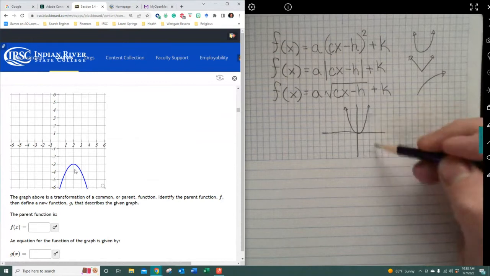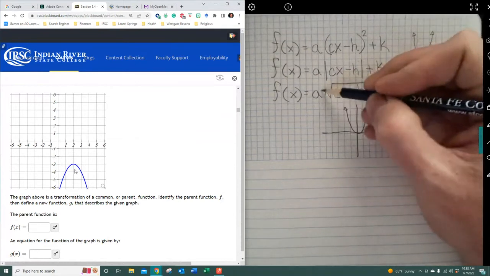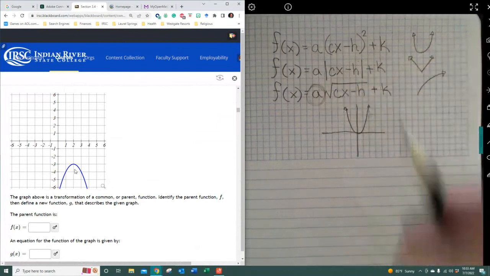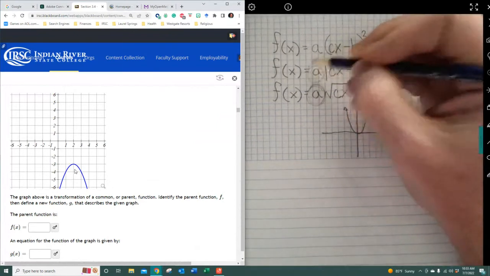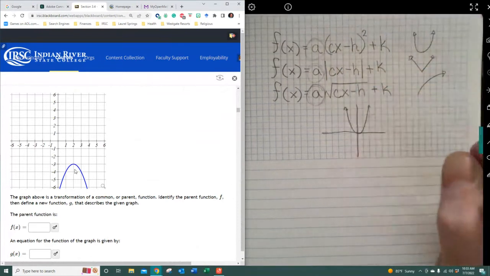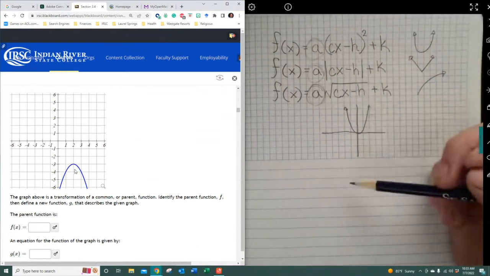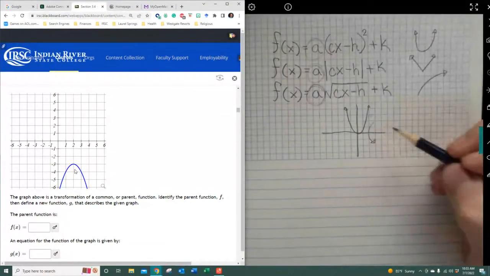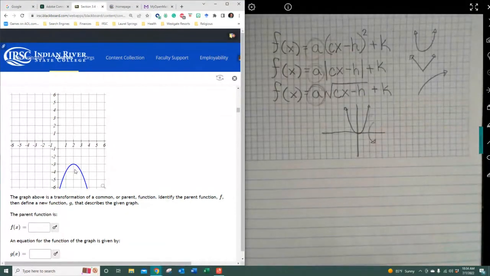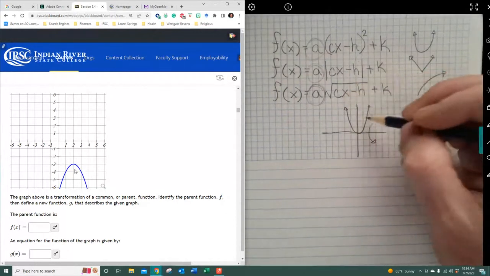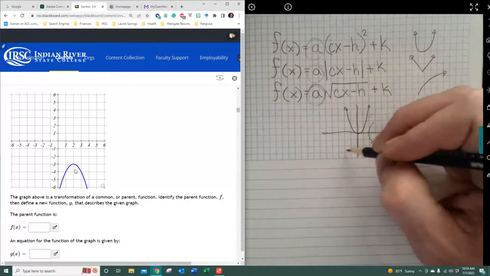rotate. Okay, rotation is going to be reflection over the x-axis when this guy right here is negative. Any one of these. When this guy here, A, is negative, it will rotate it or flip it, per se, over the x-axis. Reflection. Reflect over the x-axis. When C is negative, that will reflect over the y-axis.